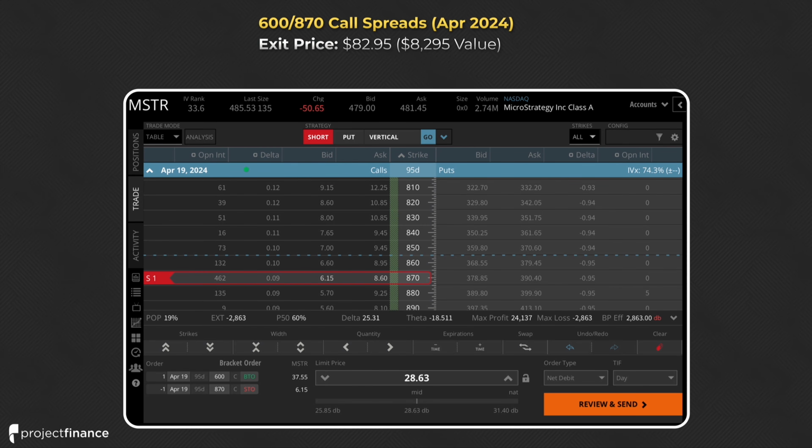Finally, if we look at the 600, 870 call spreads in April, we know that I exited at $82.95, or $8,295 per spread, but currently these spreads have dropped to a value of $28.63, or $2,863 per spread. The April call spread still does have about 3 months until expiration, which is why its price is not zero. It's still trading for $28.63. But this price is much lower than the $82.95 price point that I was able to exit at, because when I exited the trade, MicroStrategy was around $700 as opposed to $485.